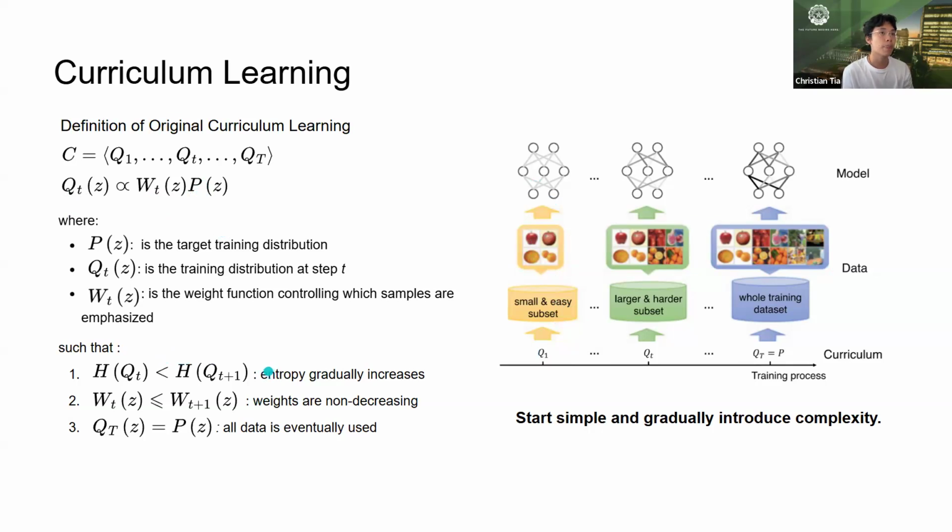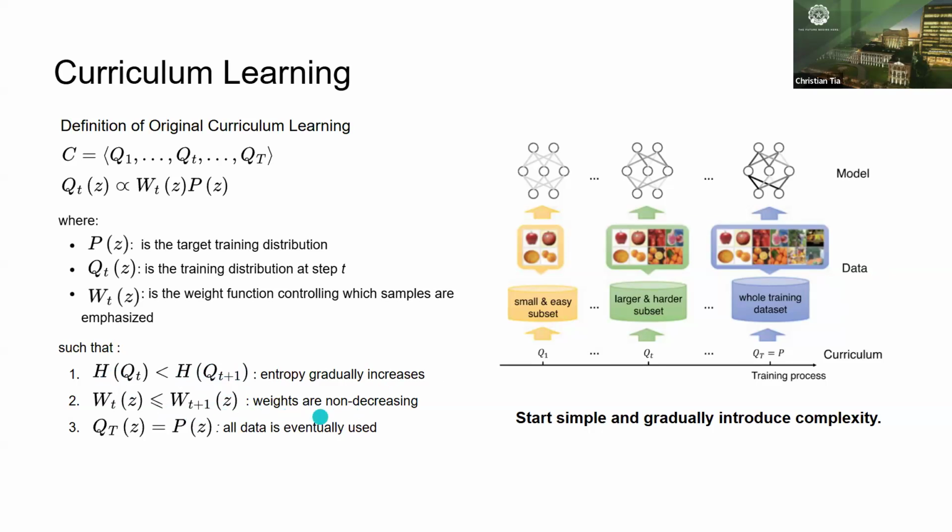And in order to maintain a meaningful order for the curriculum, there are 3 conditions that the original definition requires. Number 1 is that entropy gradually increases. H here would be the entropy, and of course the entropy at step Q_t+1 would be greater than the step previous to that. This is to say that the diversity and information should always be increasing, because we want a bigger likelihood to sample more difficult images as we get further into training.